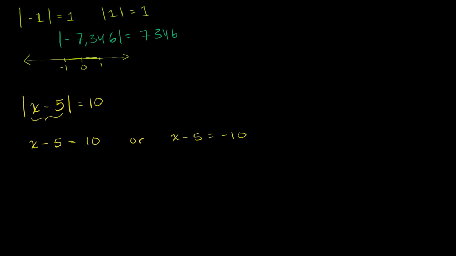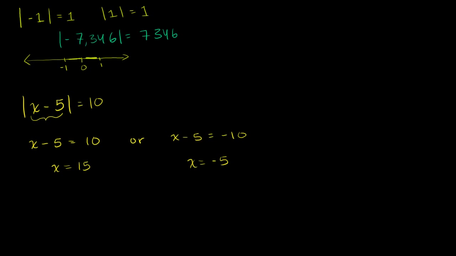Now, to solve this one, add 5 to both sides of this equation. You get x is equal to 15. To solve this one, add 5 to both sides of this equation. x is equal to -5. So our solution, there's two x's that satisfy this equation. x could be 15. 15 minus 5 is 10. Take the absolute value, you're going to get 10. Or x could be -5. -5 minus 5 is -10. Take the absolute value, you get 10. And notice, both of these numbers are exactly 10 away from the number 5.